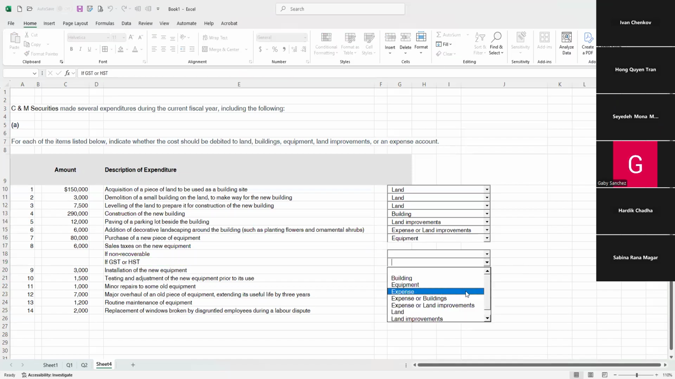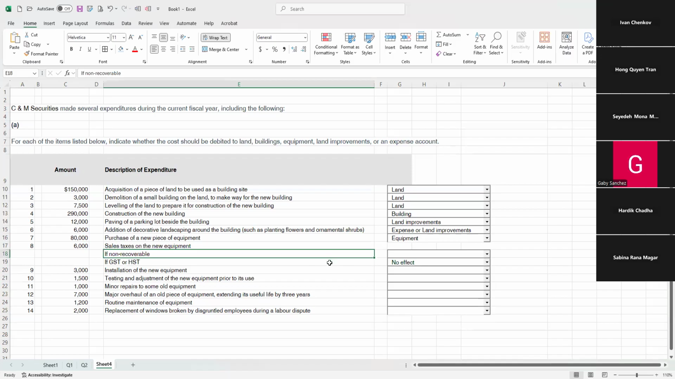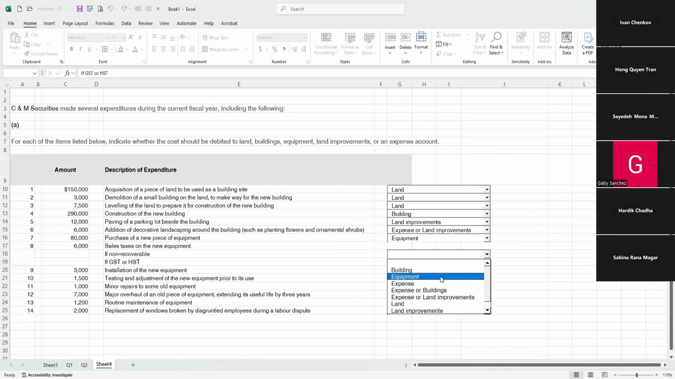So in that case, it shouldn't be an expense at all, there should be no effect here. Do I have no effect as an option? Yeah, we have. That will be no effect because it's not an expense. Remember, GST is not an expense. You're going to get the money back from the government, so you're not losing the $6,000. But if you cannot get it back from the government, that will be part of the equipment.